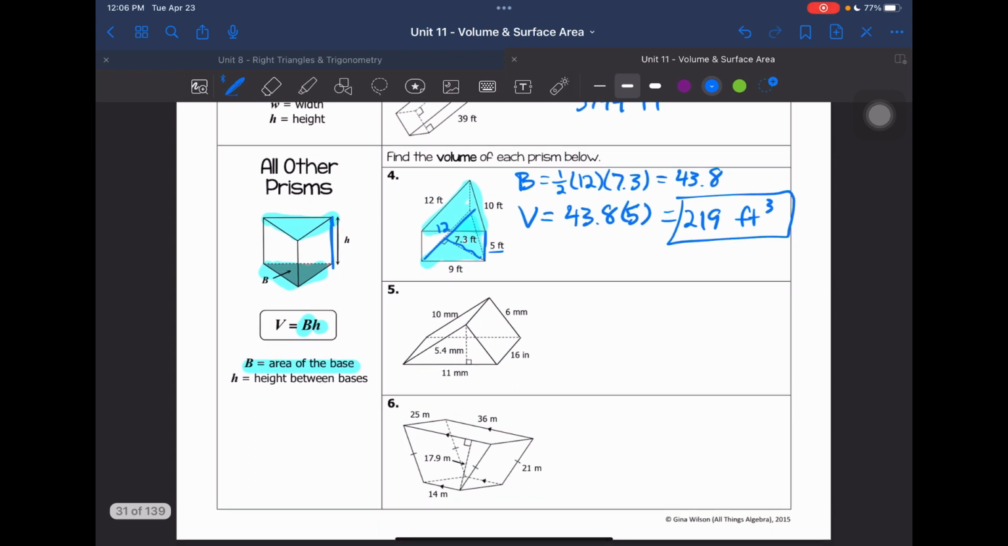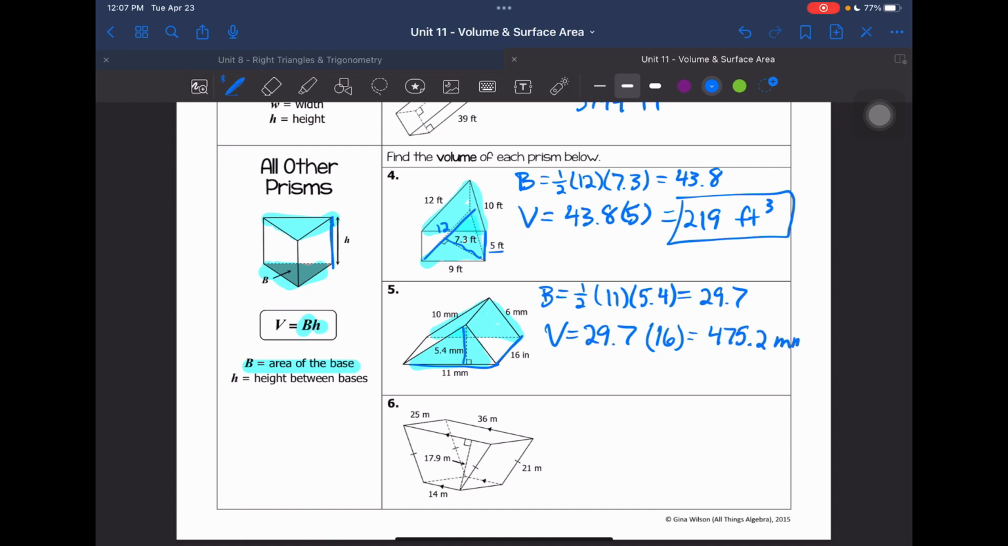Number 5, we have another triangular prism. There's a triangle in the back and then one on the front. I'm going to start by finding the area of the base, which means 1/2 times base, which is the 11, times the height, which is the 5.4. Then find out what that area is. It comes out to 29.7. Now I can plug that in for capital B and then just multiply that times the height of the prism. In this case, it's this 16, whatever line connects your two bases. So this would be 475.2 millimeters cubed.